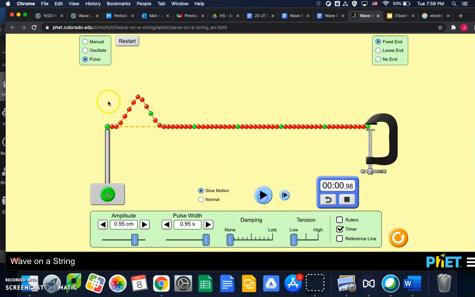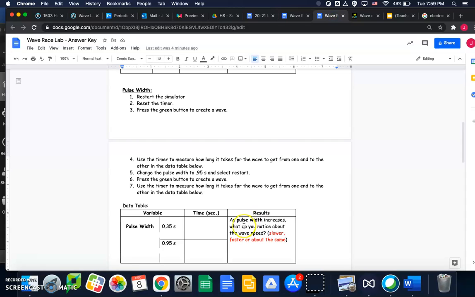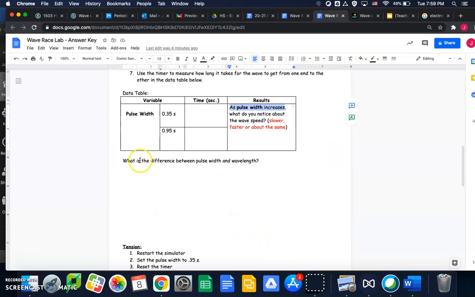You're going to let it go all the way down to the end and try to determine how long it takes that wave to get to the end. Okay, and then answer the question: as the pulse width increases, so as it goes up, what do you notice about the wave speed? Is it slower, faster, or about the same? And then there's this question: what's the difference between pulse width and wavelength?